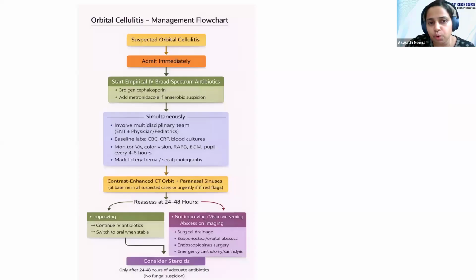Now, I want to leave you with this flow chart. Here you can see that all cases of suspected orbital cellulitis are admitted immediately and started on IV broad-spectrum antibiotics like a third-generation cephalosporin, and metronidazole can be added if you suspect an anaerobic organism. Simultaneously, we have to pull in ENT, a physician or pediatrician, and baseline labs have to be sent.